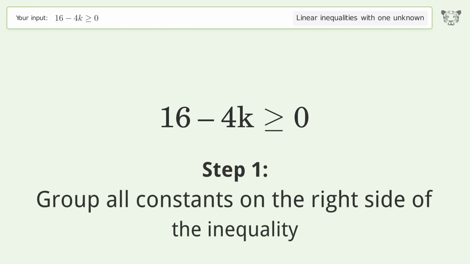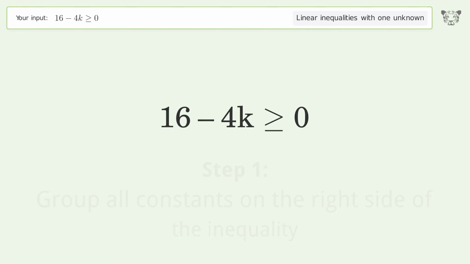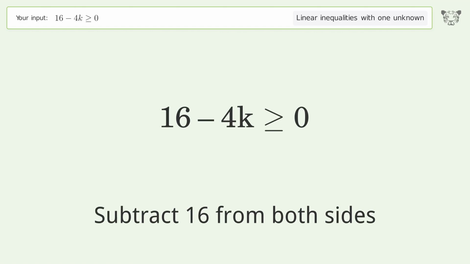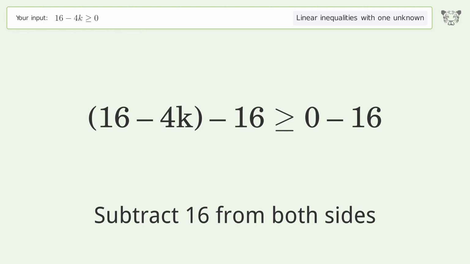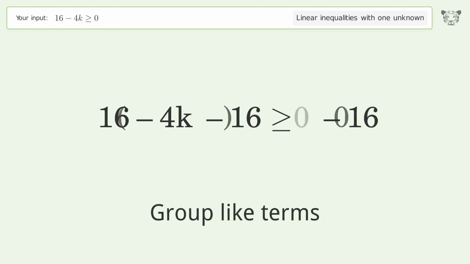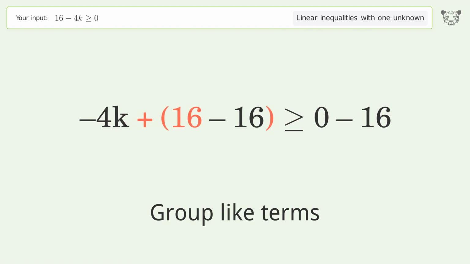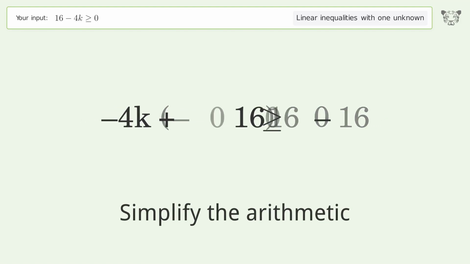Group all constants on the right side of the inequality. Subtract 16 from both sides. Group like terms. Simplify the arithmetic.